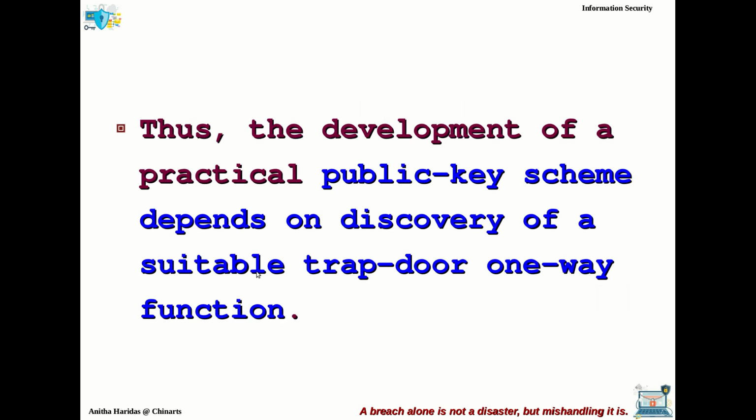Thus the development of a practical public key scheme depends on the discovery of a suitable trapdoor one-way function. That is why in our RSA algorithm we have the prime number product, the phi of n value, and finding E and D values. All these things are based on this trapdoor one-way function. The trapdoor one-way function is one of the very important requirements of public key cryptography.